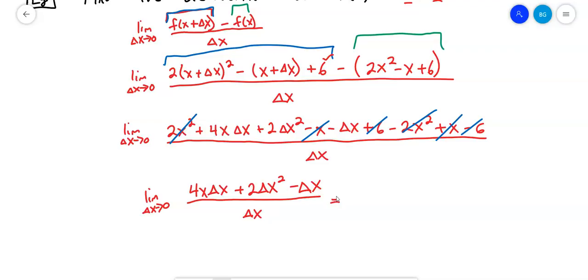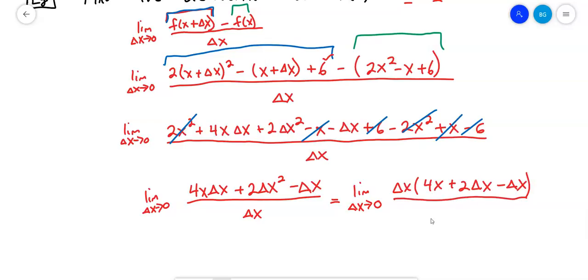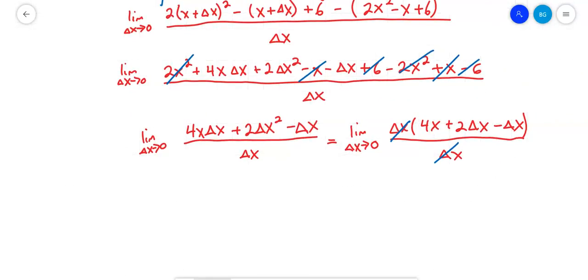And again, I'm going to go ahead and work laterally. Notice that since everything in the numerator has that common factor, I could factor out that common factor. So I'm going to factor out delta x. And I'm just going to have 4x plus 2 delta x minus delta x. So all I did was factor out a common factor of delta x, and hopefully we can see why that's useful, because now I can cancel my delta x's. And so now I'm not going to get division by 0 in the denominator. Now I'm going to have a nice, easy limit to compute.